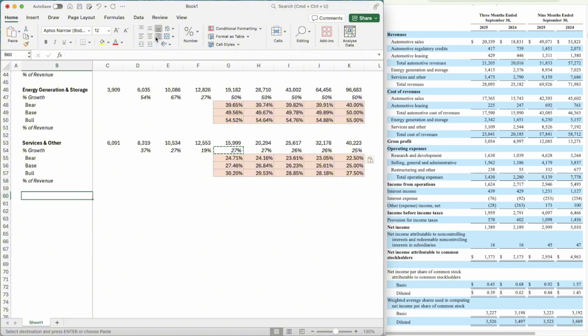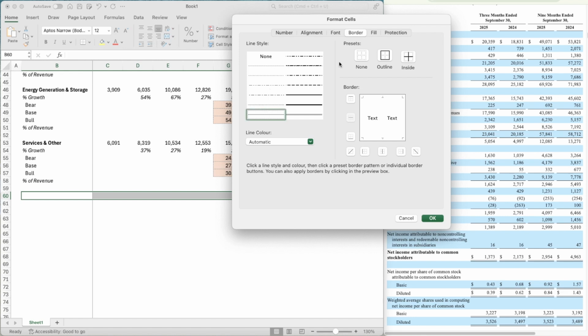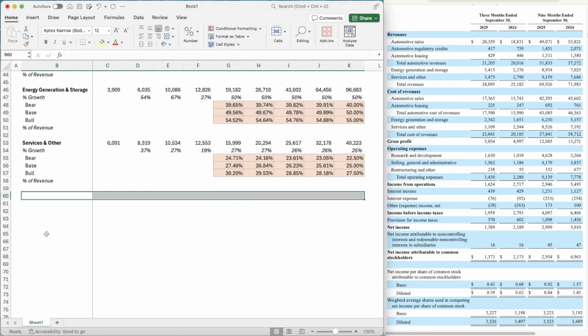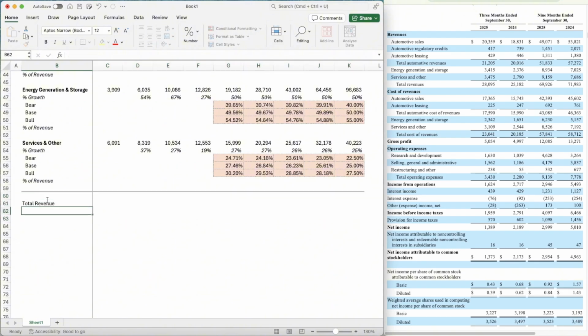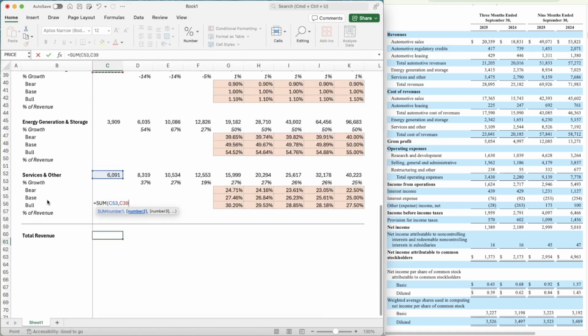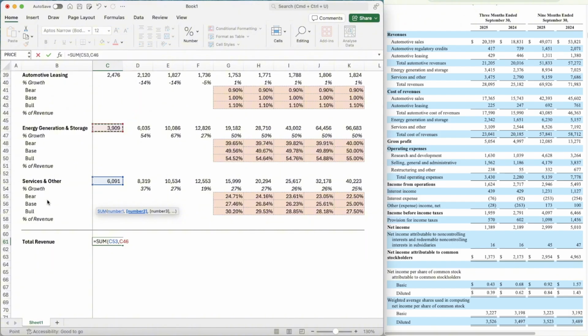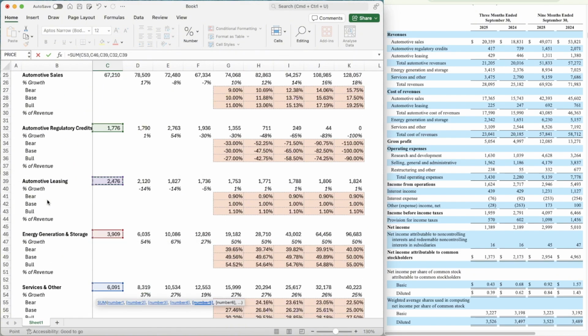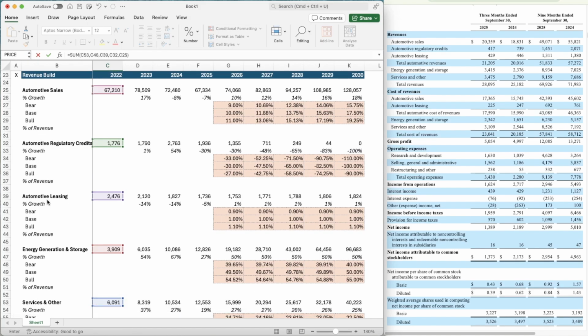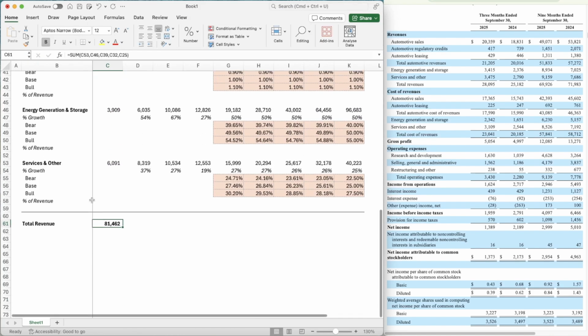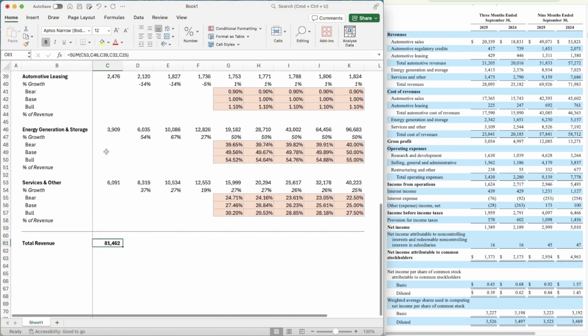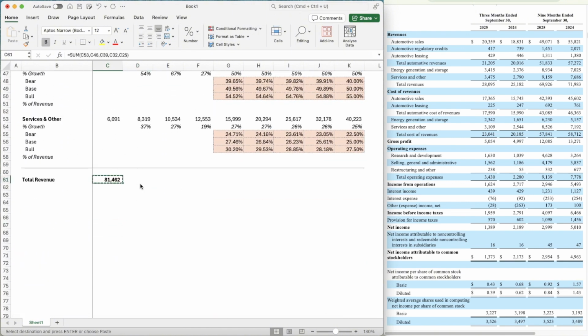Okay. Now we can sum up our revenue. Total revenue, that we just go sum. Make sure we get all of them. Should be 5. Yeah. Did I get that right? Yeah. Okay. Pull that along.